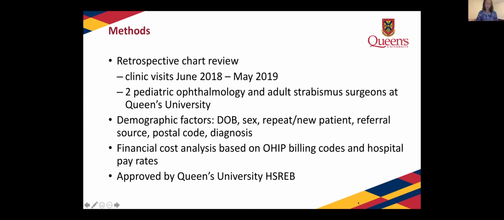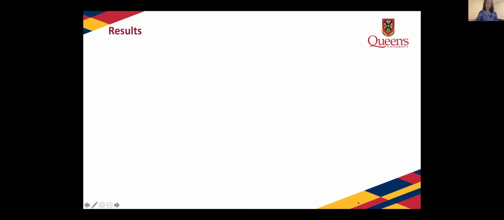This was a retrospective chart review over a one-year period between June 2018 and May 2019, looking at clinic data from 2 pediatric ophthalmology and adult strabismus surgeons at Queen's University. Every patient booked over the 12-month period was recorded and demographic factors listed here collected. Statistical analysis was performed on the demographic factors, and financial cost of the missed appointments was calculated using Ontario OHIP billing codes and our local hospital pay rates. The study was approved by our university ethics.